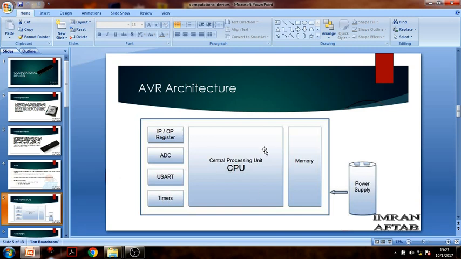And in the middle, we have the CPU, the Central Processing Unit, and for storing the program or data, we have memory like RAM, ROM, EEPROM. And for running every device, we need a power supply. So here, externally, we need to give power supply.